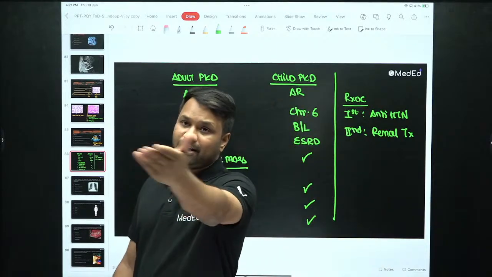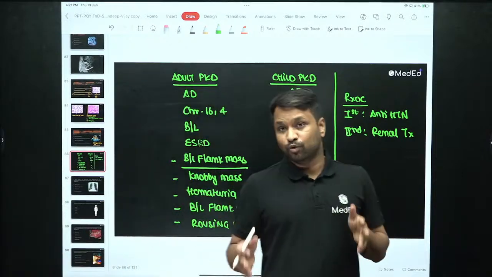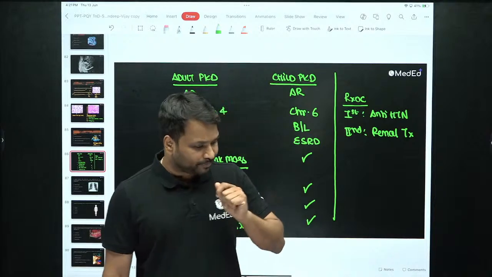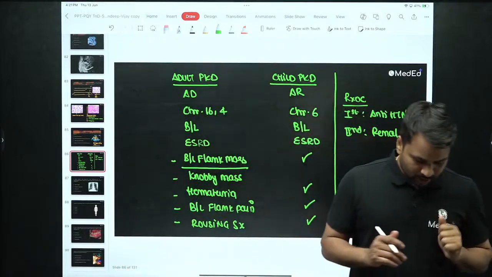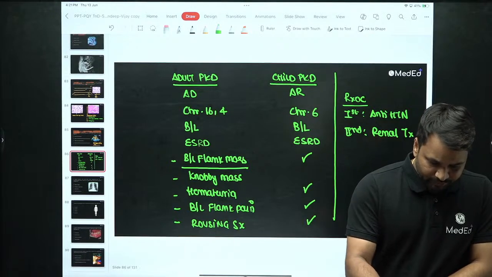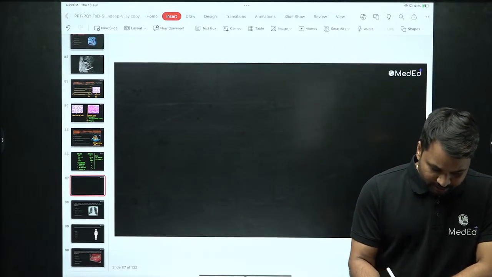Somebody is telling me spider leg. We have already discussed it. In polycystic kidney disease, the IVP presentation is the spider leg appearance. Absolutely correct, right? Now, what are the extra renal manifestations that you can see? Can anybody tell me?